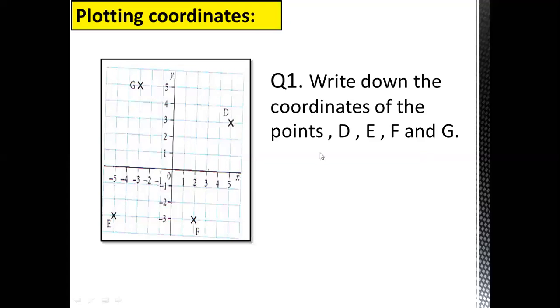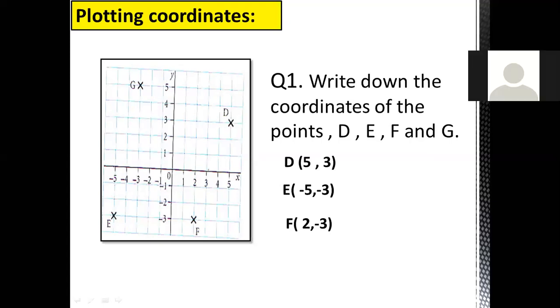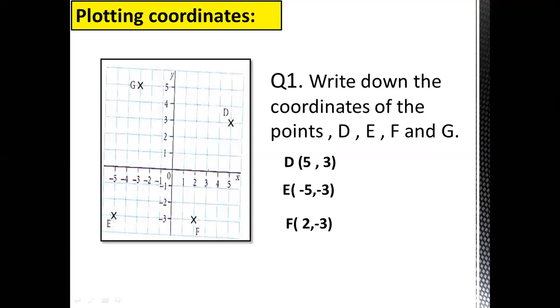So for D, it's 5 and 3. Who wants to help me? What about E? It's -5, -3. F. Let's say Farah. Yes, teacher. 2, -3. Okay, let's see. It's 2, -3. What about G? More participants. Great. First time I see this many participants. Yes teacher. It is negative 3, 5. It's negative 3 and 5. For G, it's negative 3 and 5. That's right. Excellent. Thank you.